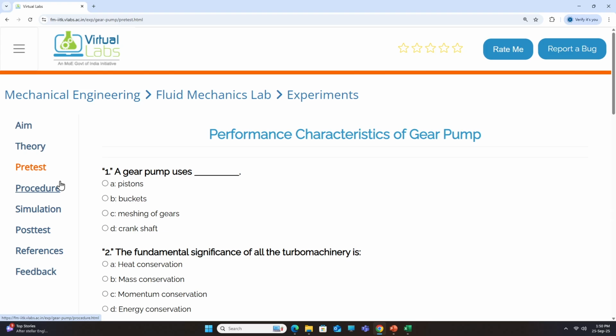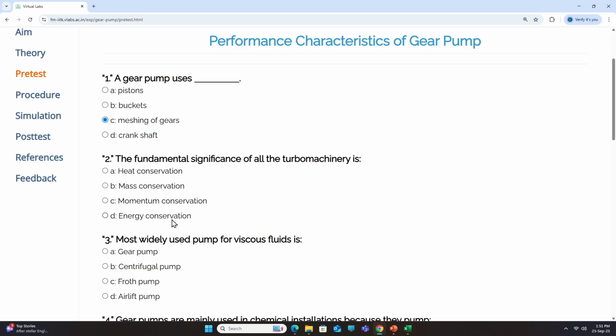A few pre-test questions. The first question is: a gear pump uses what? Pistons, buckets, meshing of gears, crankshaft. It uses meshing of gears. The fundamental significance of all the turbo machinery is momentum conservation. It is not heat, mass or energy, it is momentum conservation because we are talking about turbo machinery here. The most widely used pump for viscous fluid is the gear pump.